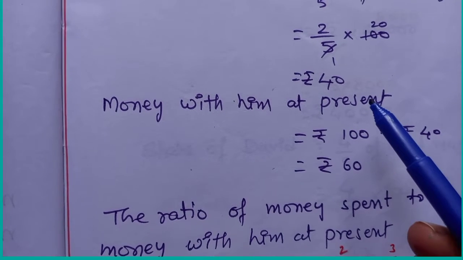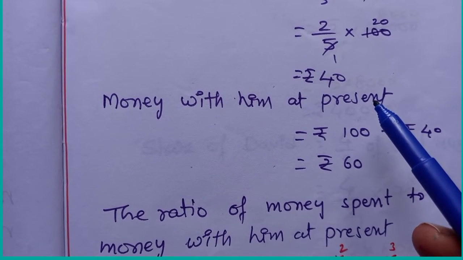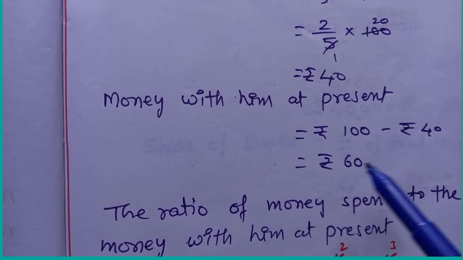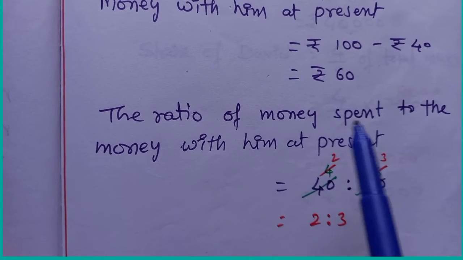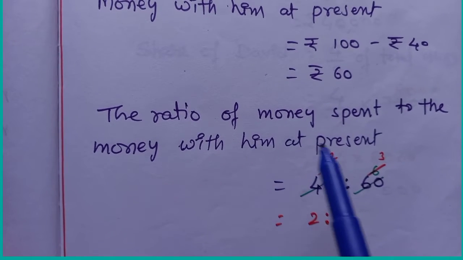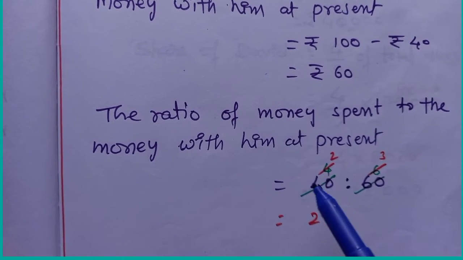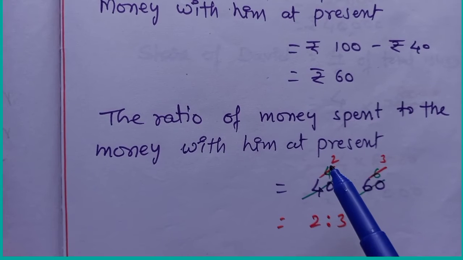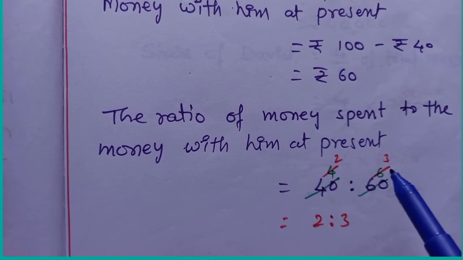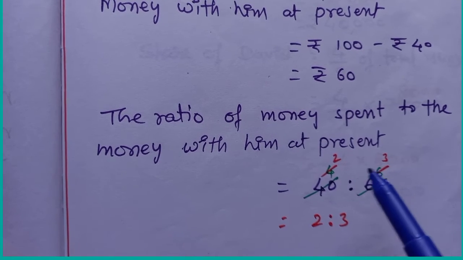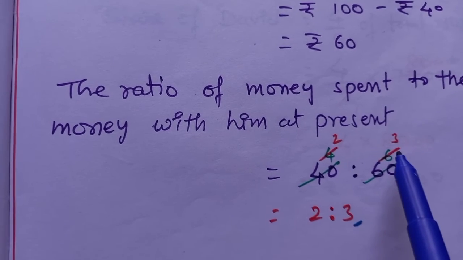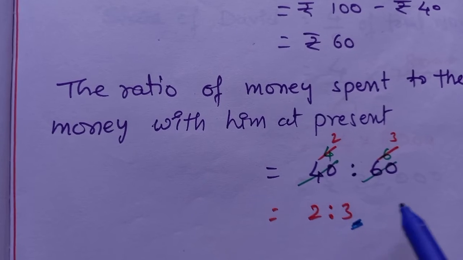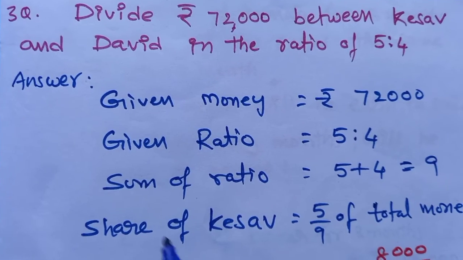Money with him at present. At present means after spending money on the storybook. 100 rupees minus 40 rupees equals 60 rupees. The ratio of money spent to the money with him at present. So spent money 40 rupees and money left 60 rupees. Now 10 fours are 40, 10 sixes are 60, 2 twos are 4 and 2 threes are 6. Therefore, the ratio equal to 2:3. Ratio equal to 2:3.